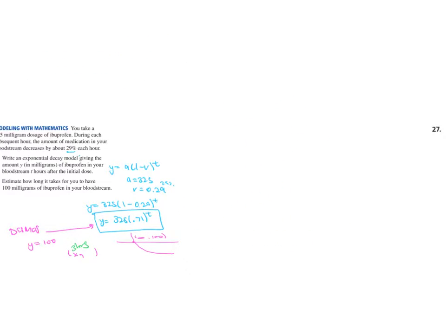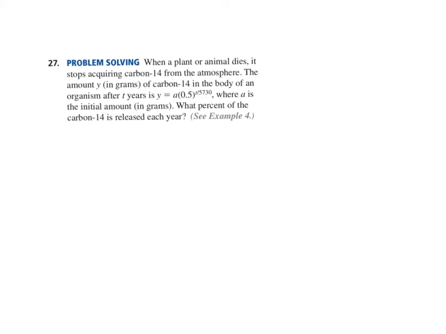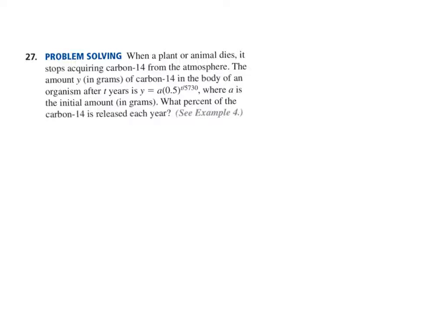Let's look at number 27. When a plant or animal dies, it stops acquiring carbon-14 from the atmosphere. The amount y in grams of carbon-14 in the body of an organism after t years is given by this equation, where a is the initial amount in grams. We want to find the percent of the carbon-14 that is released each year.